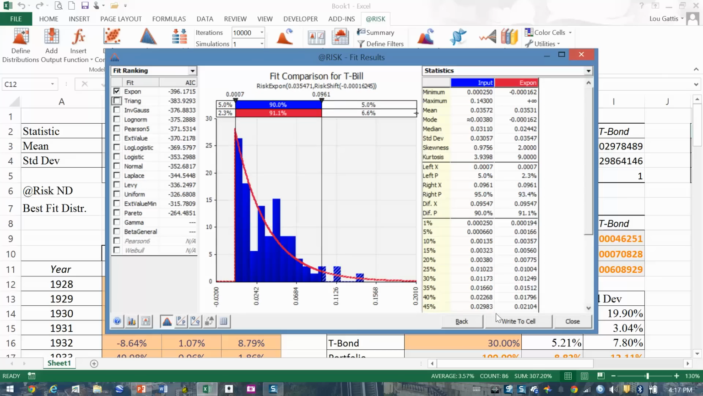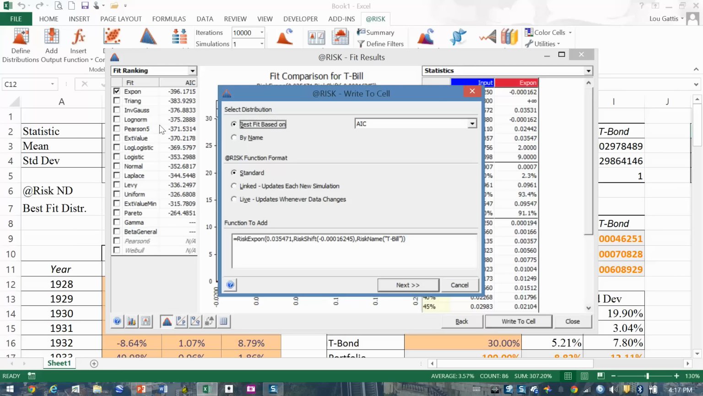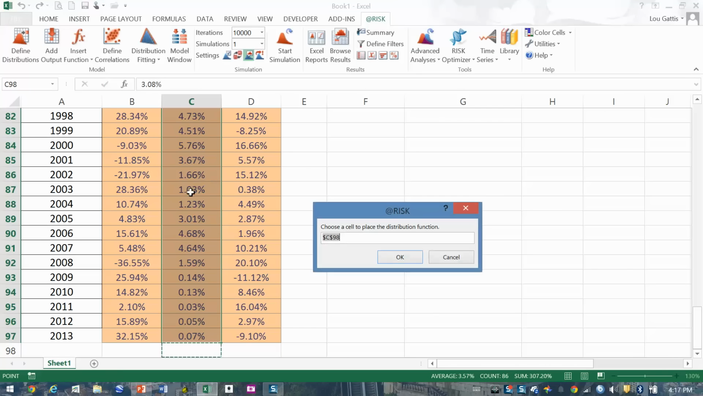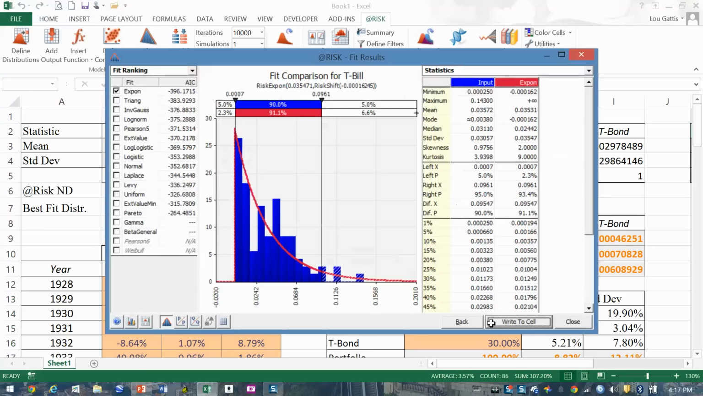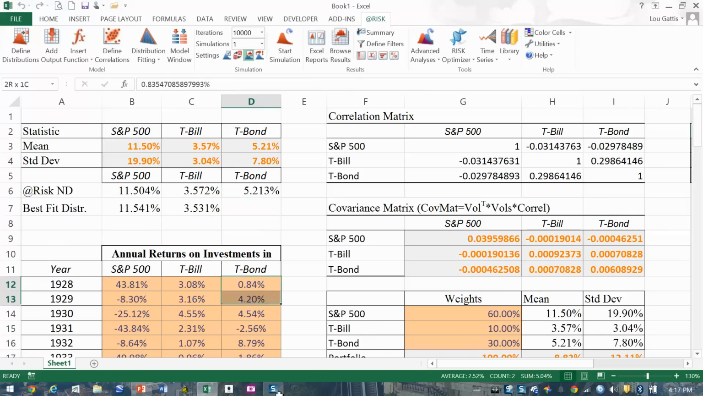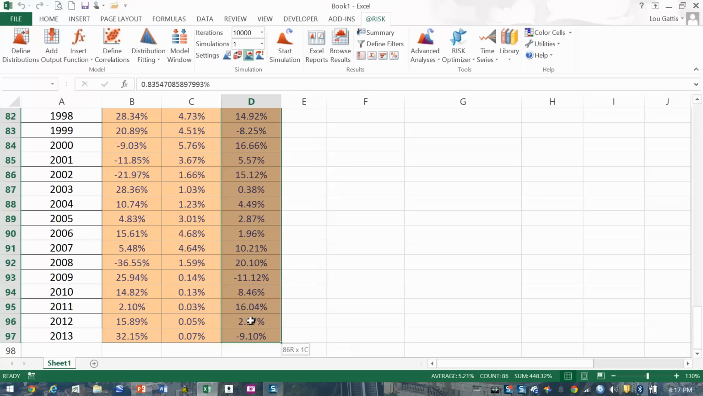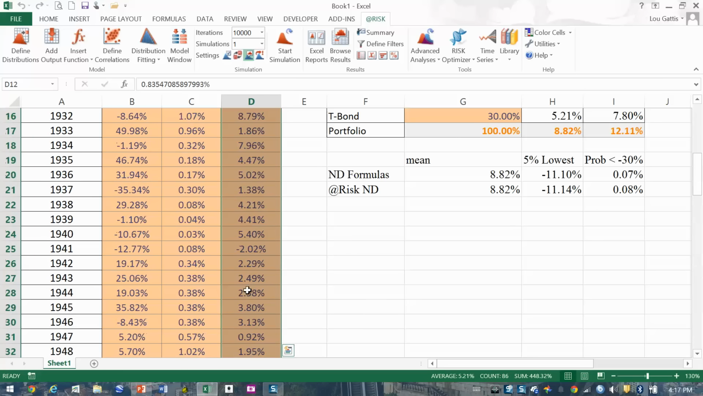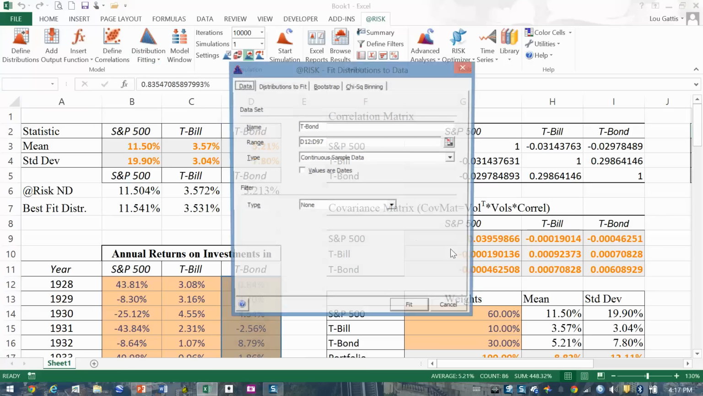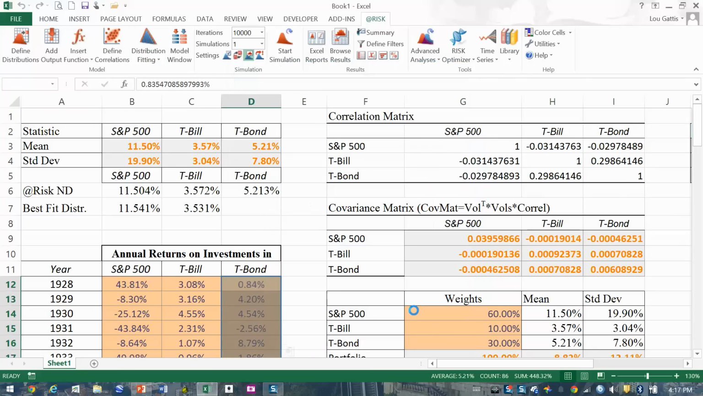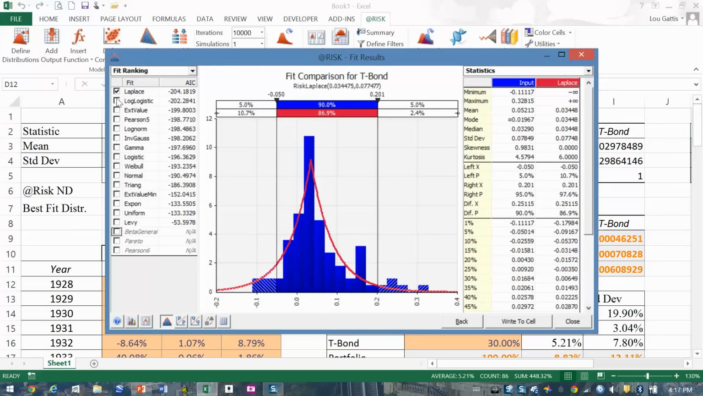We'll keep the exponential, write to cell, and I'll put it in that next place. And then we'll do something different with the T-bond. We'll grab the data. At risk, distribution fitting, fit, and I'll look at the top two here.